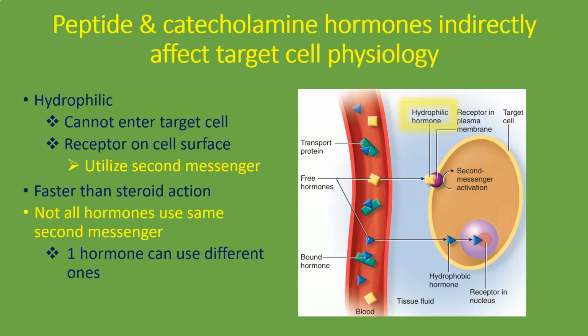And then I just wanted to call your attention to the picture on this slide. You can see that I've highlighted in yellow glow that the hydrophilic hormone, the peptide or the catecholamine, is going to bind to a receptor that's found on the surface of the cell membrane, whereas the hydrophobic hormones, these are the ones that are steroids, actually cross the phospholipid bilayer and enter the cell. In the cell's cytosol is where they meet up with their specific receptor, and then together they travel into the nucleus in order to affect transcription and translation.